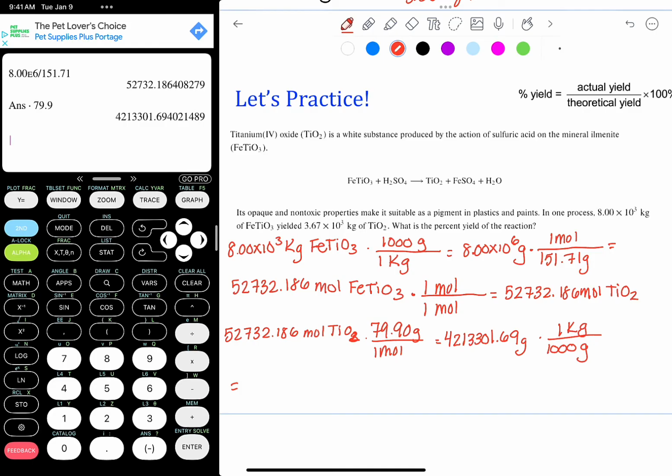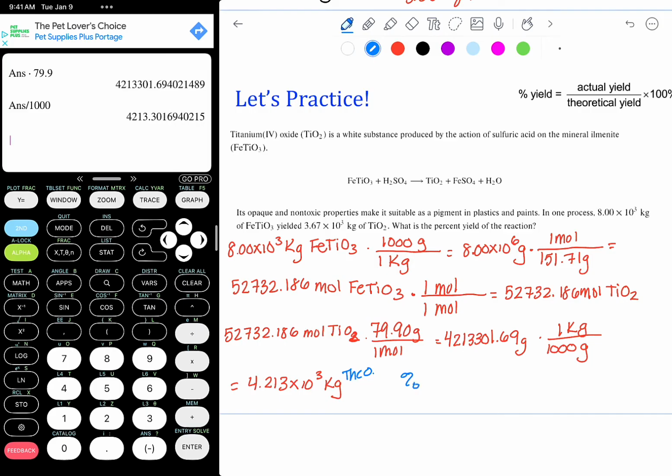So we get our mass out to be, we'll put it into scientific notation, 4.213 times 10 to the third kilograms. And that is going to be our theoretical yield.